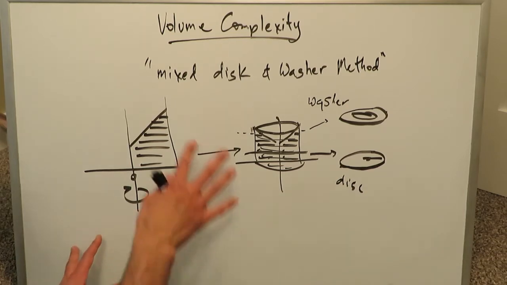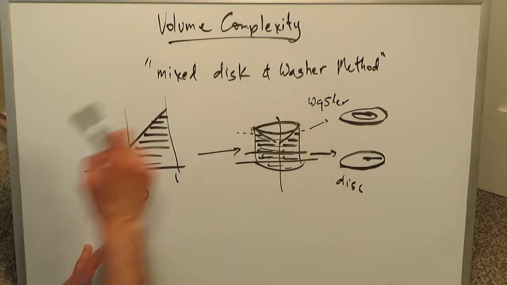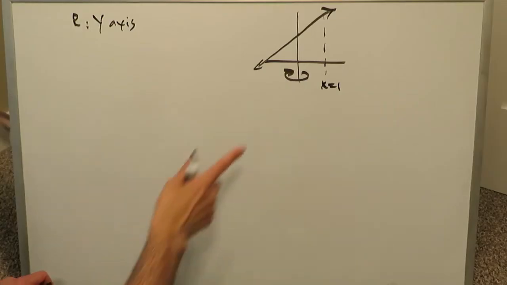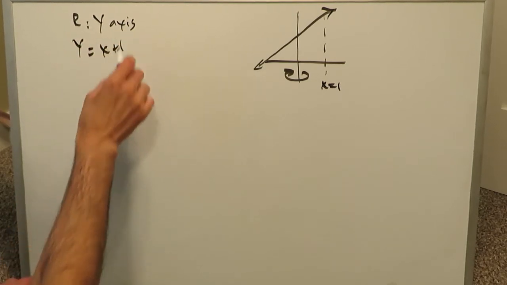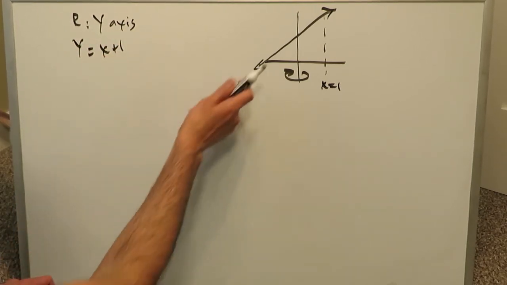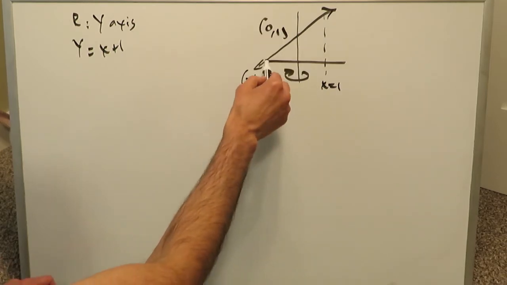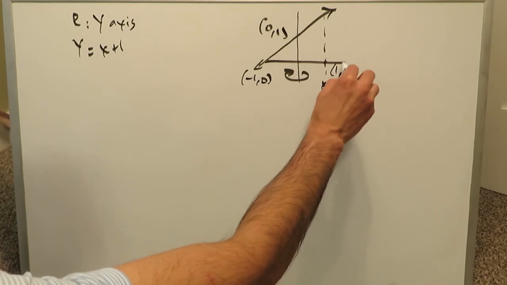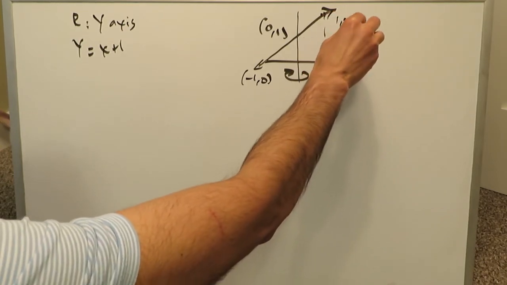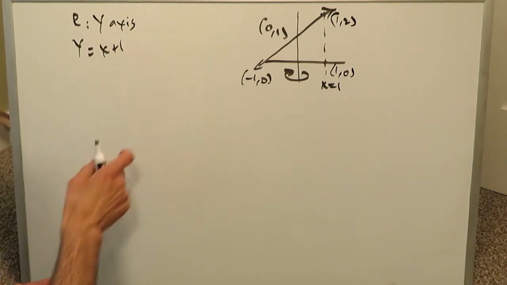So let's examine this specific problem and see how we can solve it using this mixed disk and washer method. That represents our problem. We have a curve y equals x plus 1. When you do x plus 1, you have a y-intercept of (0, 1) and an x-intercept of (-1, 0). This point here is (1, 0). This point right here will be (1, 2). Why is that (1, 2)? Because when you put 1 in here, you get a y value of 2.